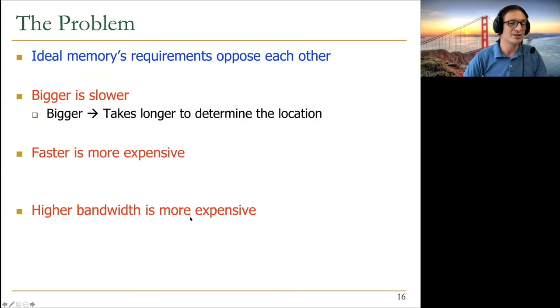So bigger is slower because, as you make the memory bigger, as we discussed last time, interconnects become longer, and it takes longer to determine the location. Even if you partition it into hierarchical arrays of arrays, the overhead of the interconnect still increases, basically. So bigger is slower, and there's no way to get around it, basically. Otherwise, it becomes magic, basically.